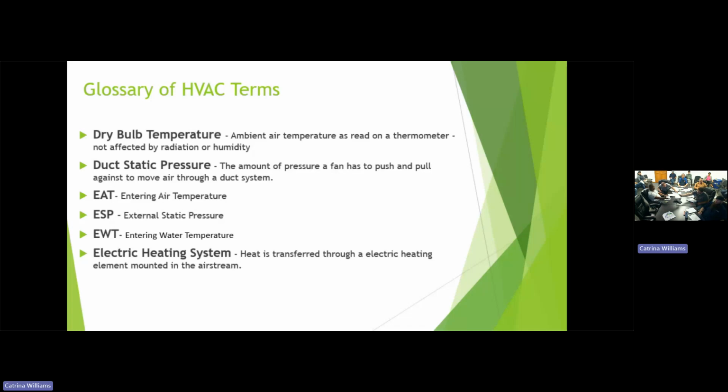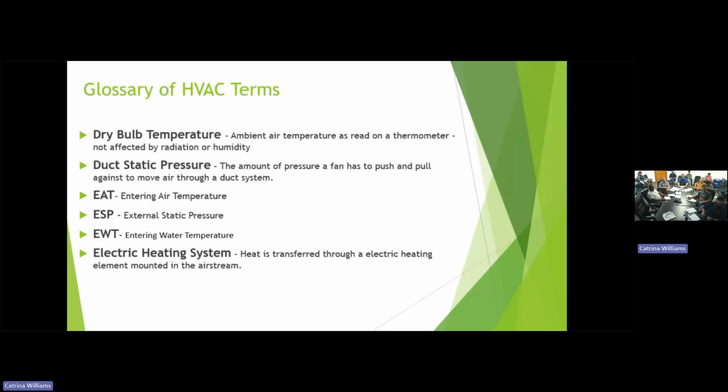The other abbreviation we throw around is EWT. That is entering water temperature. That might be what we have in there if there's a chilled water system or even a hot water system. The coil is going to be rated, and you have to take into account the entering water temperature in your formula.